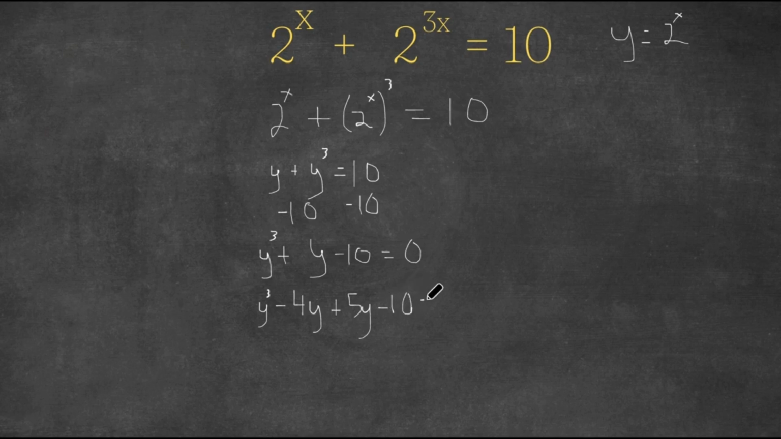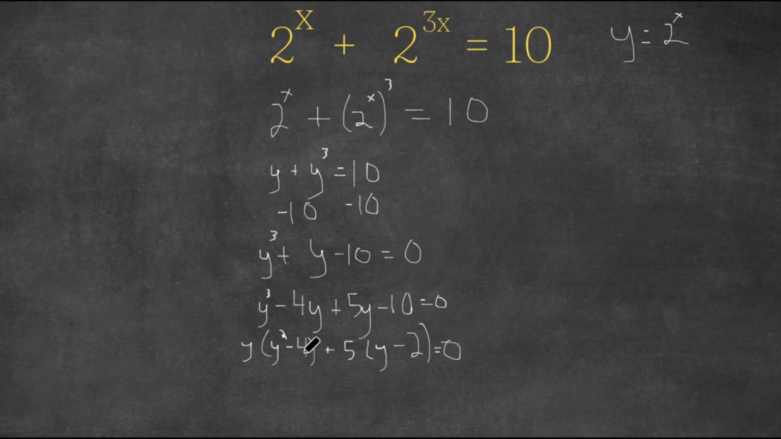This equals 0. Now, from y to the power of 3 minus 4y, we're going to factor out y. So we get y times y squared minus 4. And from 5y minus 10, we're simply going to factor out 5. So we have plus 5 times y minus 2. And all this still equals 0.